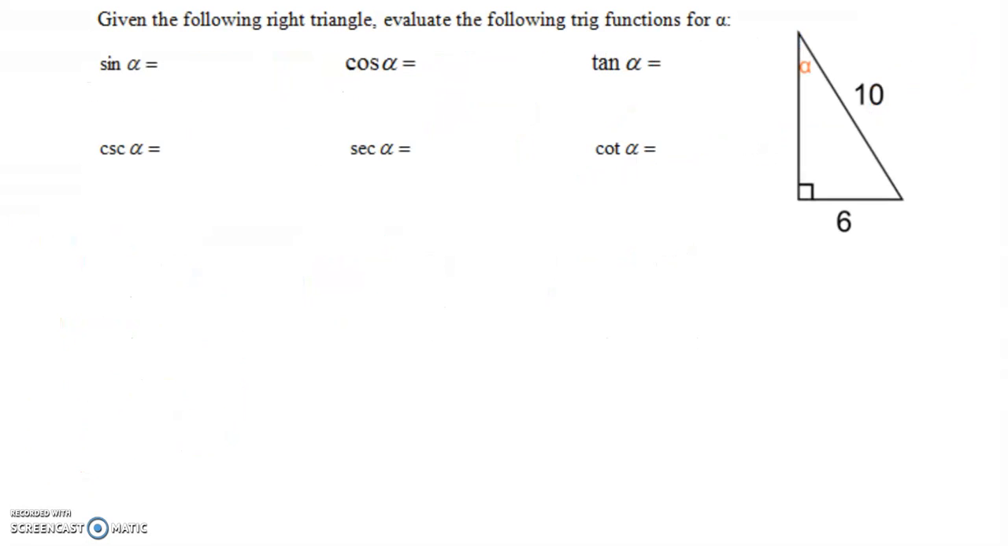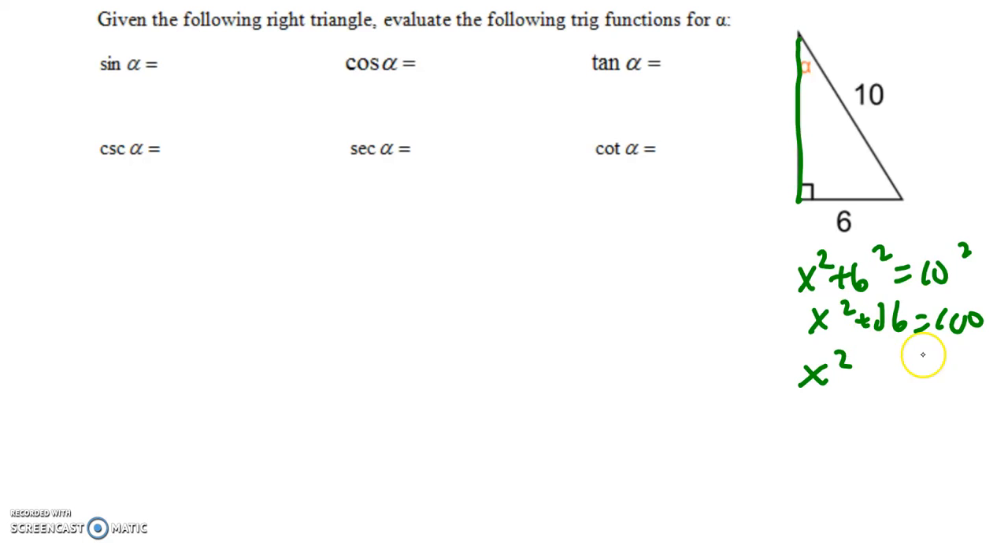Now, let's actually apply these to a right triangle. This might remind some of you of an example we did in the other video about right triangle trig. And you might notice that we are yet again missing a third side. So we could rely on the Pythagorean theorem. So we could say x squared plus 6 squared equals 10 squared. x squared plus 36 equals 100. x squared, if you subtract 36, would be equal to 64. So if we took the square root, we would get that x is 8.